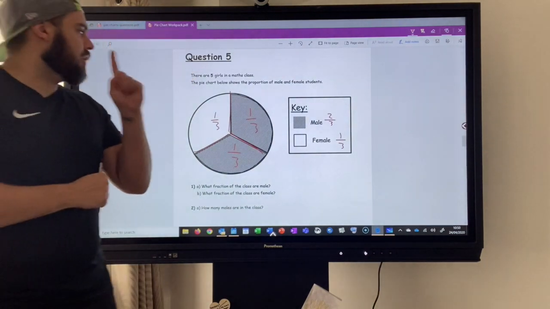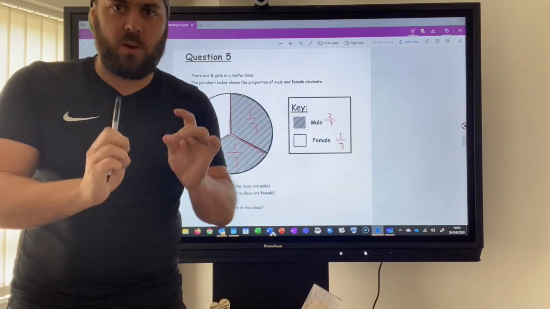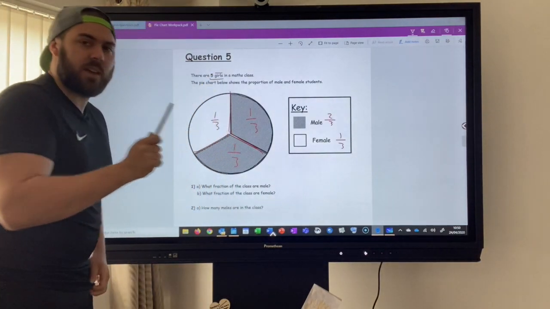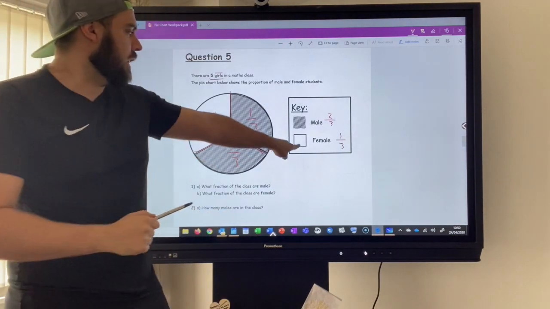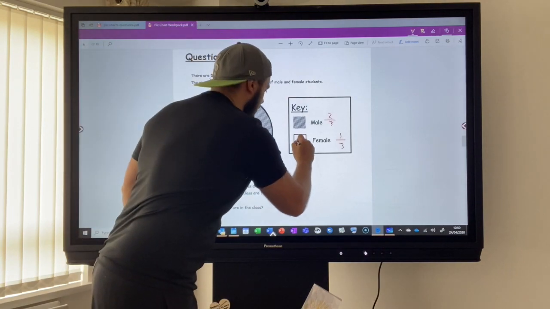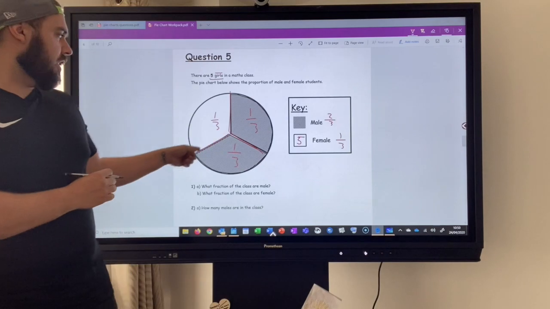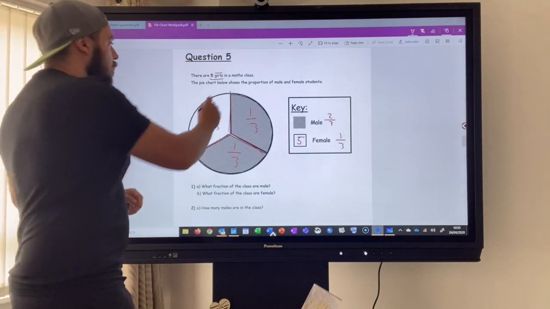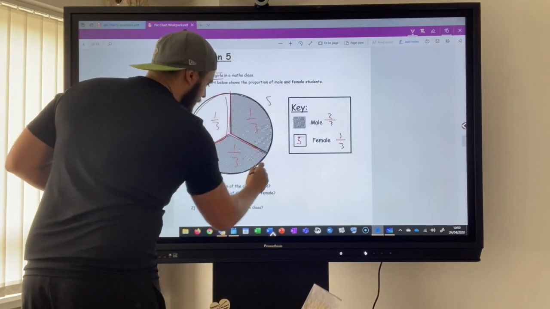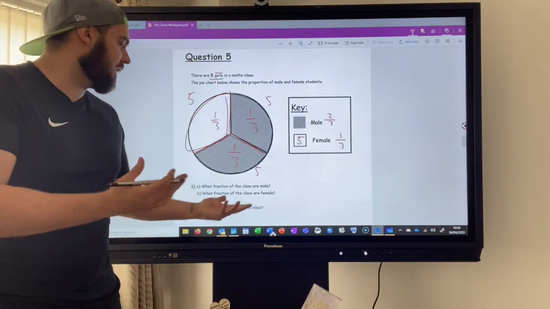There are 5 girls in a maths class. A very important point here is read the question and read what it says. It says there are 5 girls. It doesn't say 5 pupils, 5 girls. So we know that a third is the fraction, but this is 5. The answer is told. So if this is a third, which is 5, we're told that one section is worth 5, so this must be 5, and this must be 5. How many pupils are there in the class overall? We could work it out. 5, 5, and 5. It's 15.